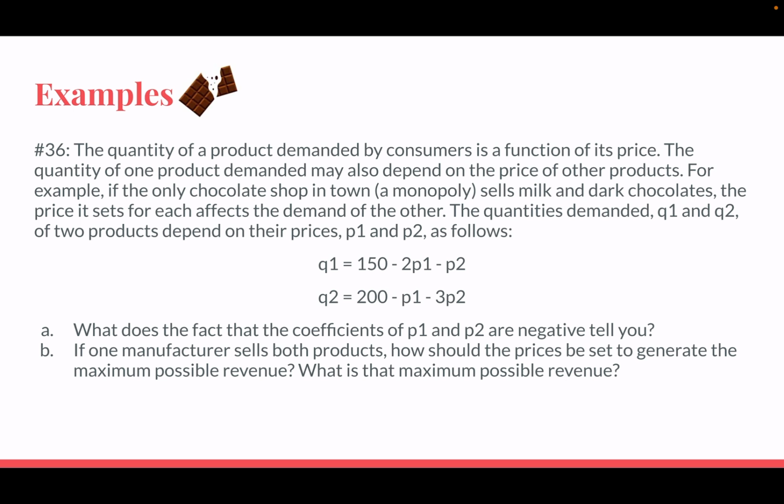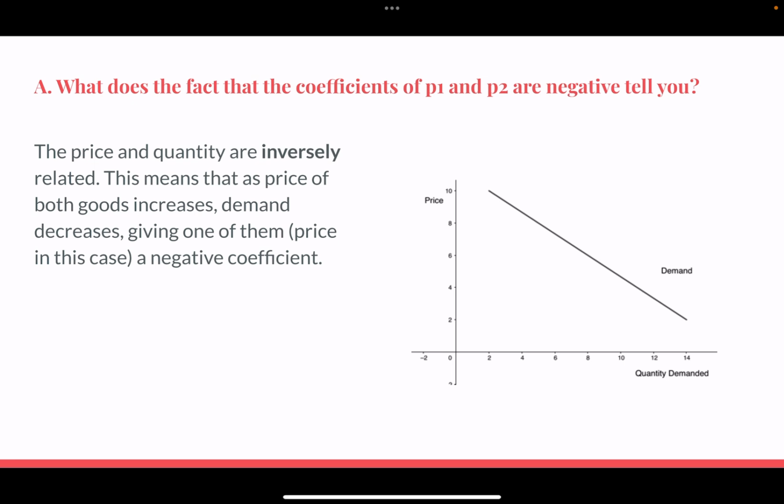For part A, the question is, what does the fact that the coefficients of P1 and P2 are negative tell you? We said that price and quantity are inversely related, which means that as the price of the good increases, demand decreases, giving the price, in this case, a negative coefficient. And you can see in the graph on the right the inverse relationship between price and quantity demanded.